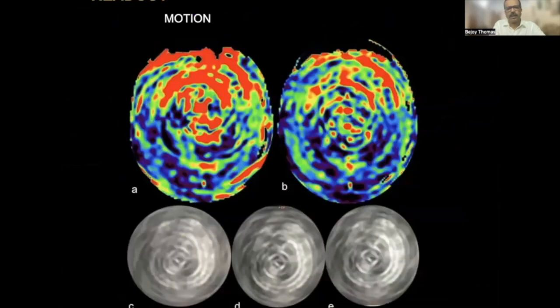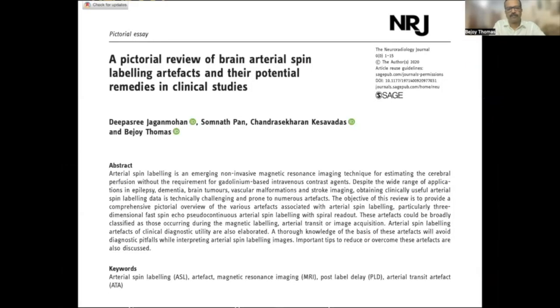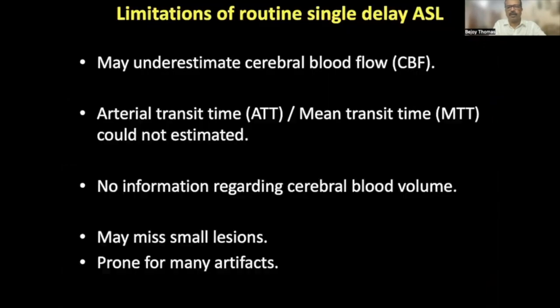There can also be artifacts, especially motion artifact, when patient motion occurs because of the spiral readout. You can see this artifact, and if you are interested in knowing about these artifacts and their remedial measures, we have recently published an article, which you can go through.